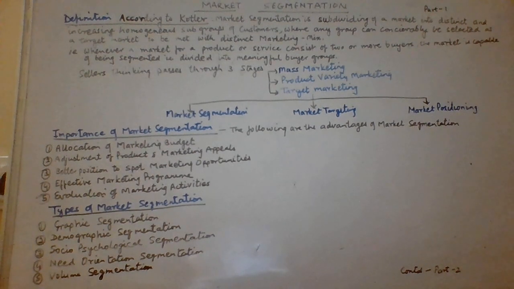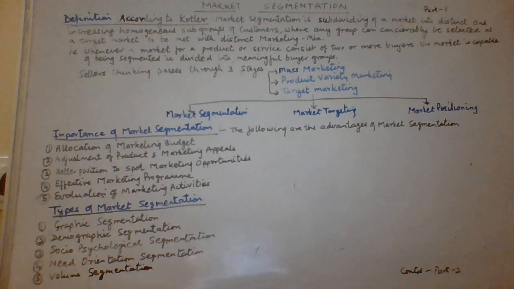And the last is volume segmentation. This involves segmenting the market on the basis of heavy, medium, light, or no users. For example, with cigarettes, there are heavy smokers, medium smokers, light users who smoke occasionally, and people who do not smoke at all. So segments are made on the basis of the volume they buy.